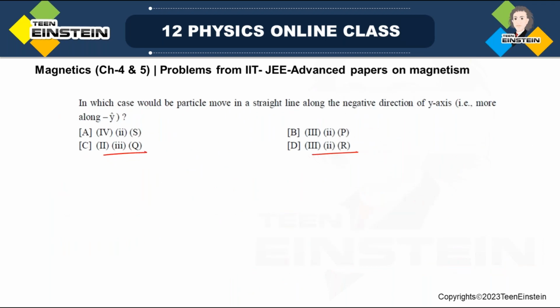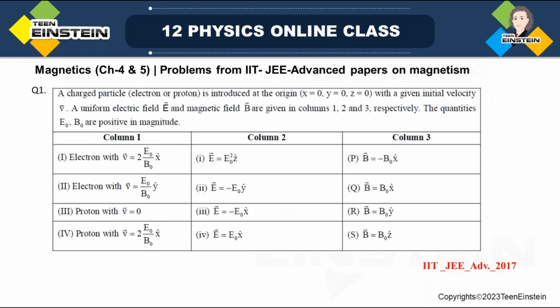Let us see option B, that is 3, 2 and P. In this case there is no magnetic force, but it is along the negative Y direction. That is fine, because velocity is not there. So this can be taken.